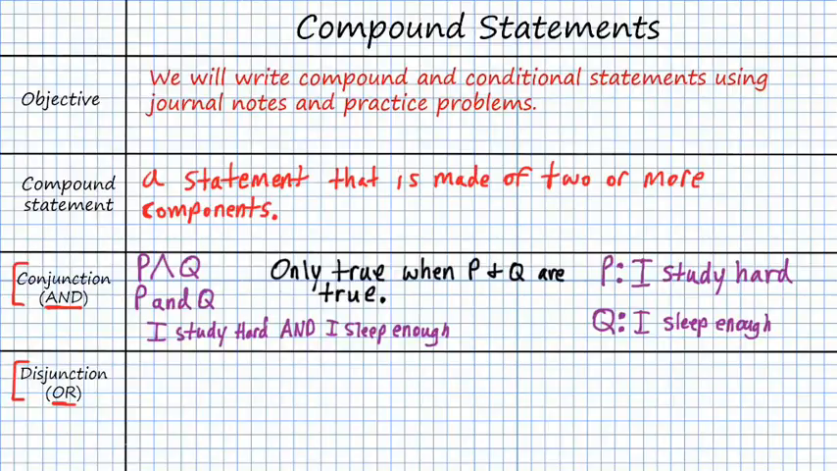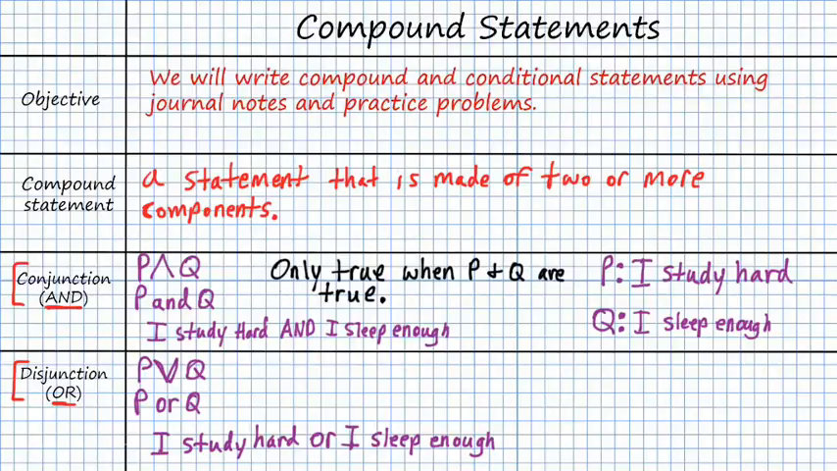Disjunction, or, we can say P or Q. So this is read as P or Q. Or I could write this with our example as I study hard or I sleep enough. And disjunction will be true if one of them is true.